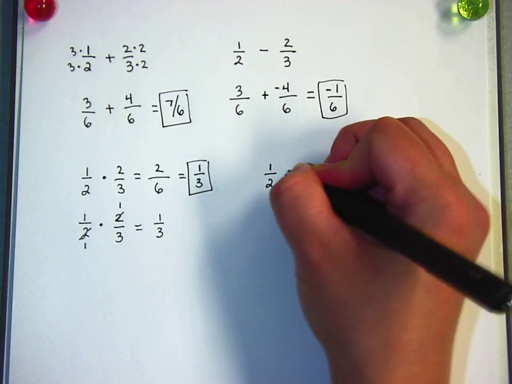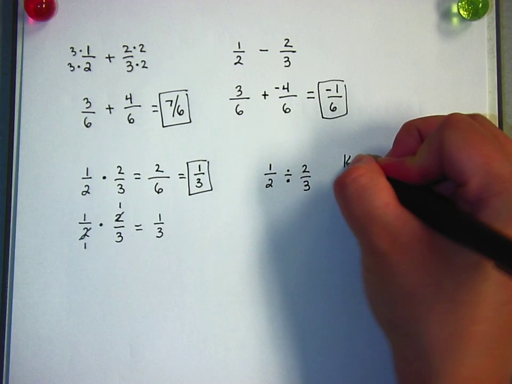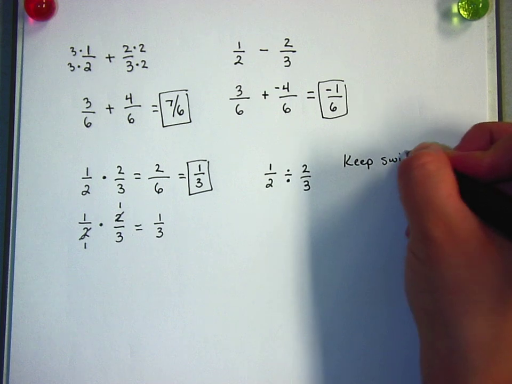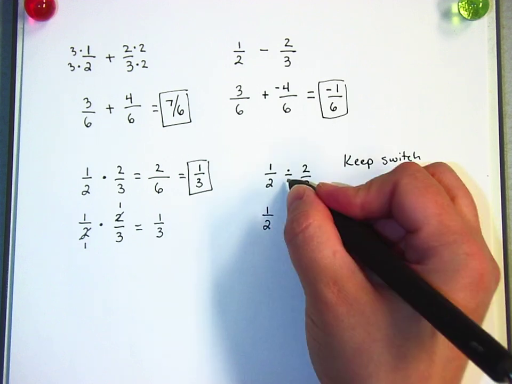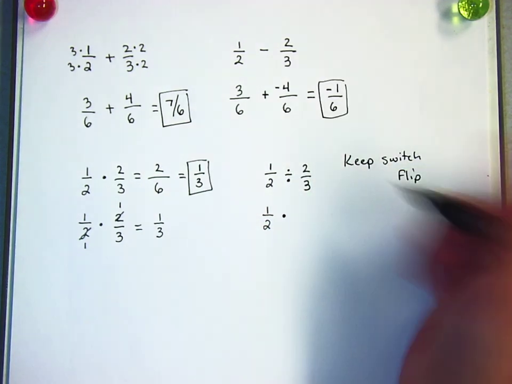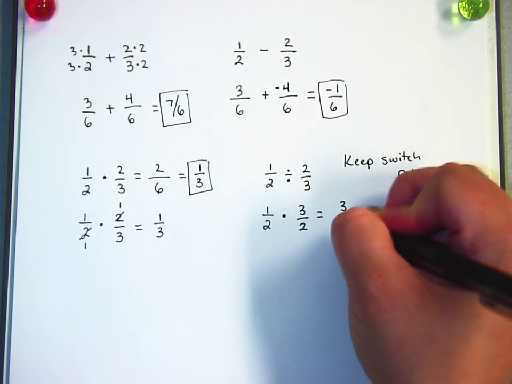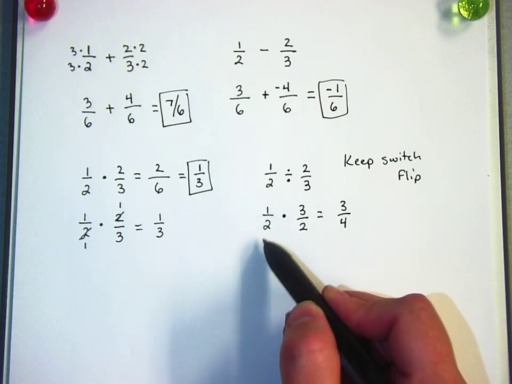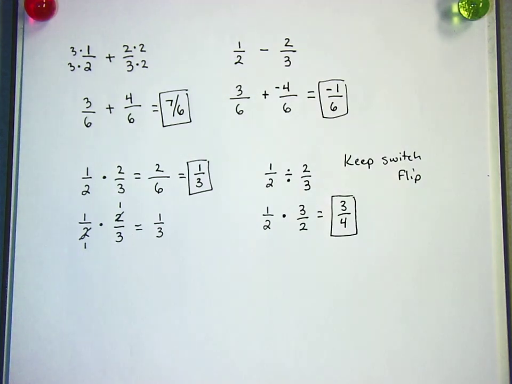The last thing with fractions is dividing them. Here it is called keep, switch, flip. So you keep the first fraction, you switch the division sign to a multiplication sign, and you flip the second fraction, which makes 3/4. Because now we're just multiplying across. So 1 times 3 is 3, 2 times 2 is 4. Same rules apply with positives and negatives. A positive times a positive is a positive, a positive times a negative is a negative, and 2 negatives make a positive.